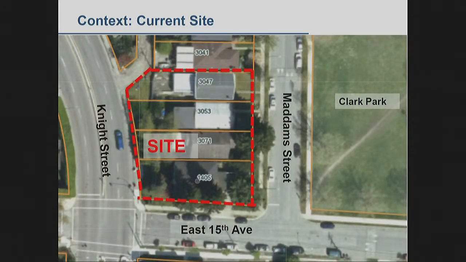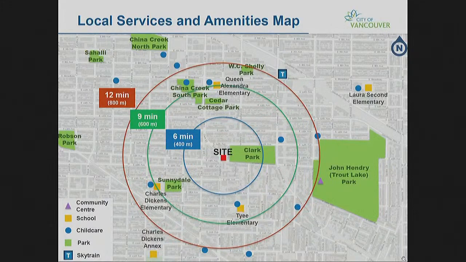The site is located in the Kensington Cedar Cottage neighborhood, which contains a variety of neighborhood amenities. From the map, you can see parks, community spaces, institutional sites, and childcare locations within approximately a 15-minute walk of the site. There's access to Clark Park, Sunnyside Park, Cedar Cottage Park, China Creek South, and other outdoor recreation spaces. The Trout Lake Community Center is nearby, and childcare is provided at Dickens Out of School Care Program, Nanook YMCA Childcare, and Little Cedar School Age Care. In addition, there are multiple shopping districts, bicycle routes, and transit routes nearby the subject site.